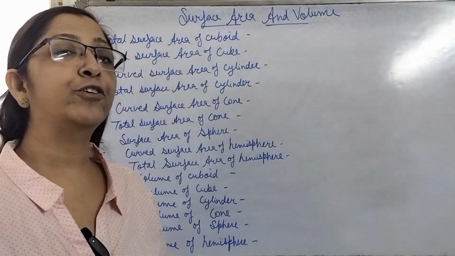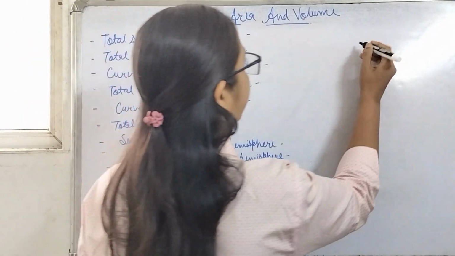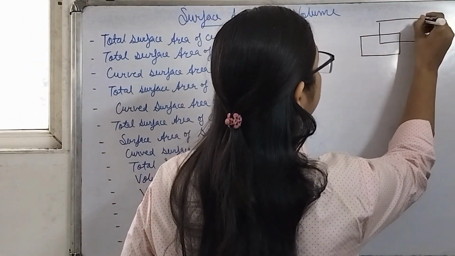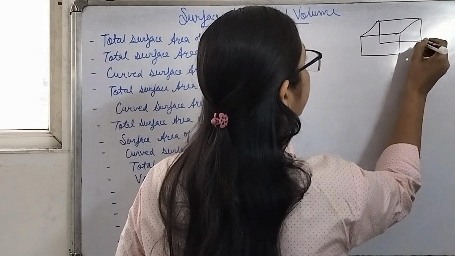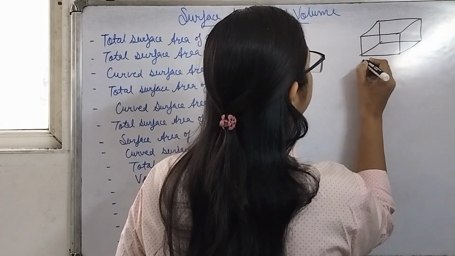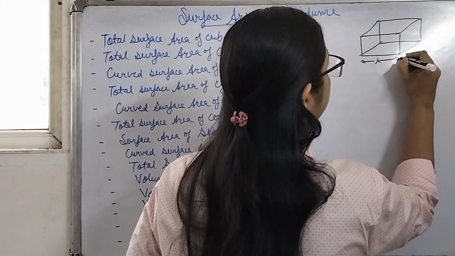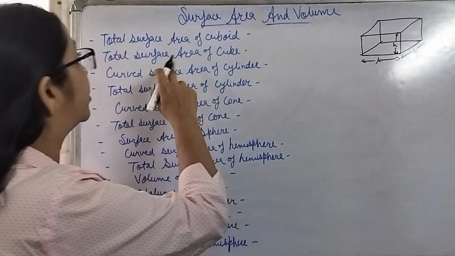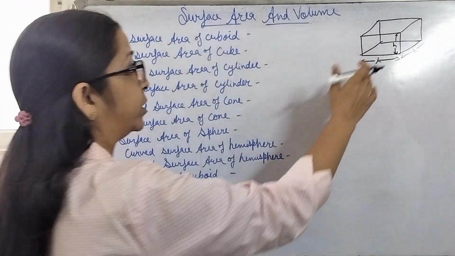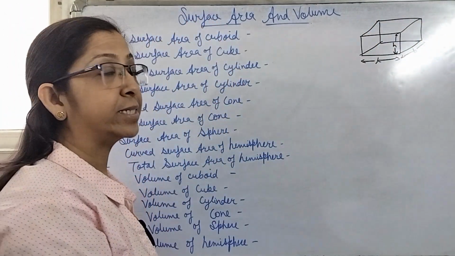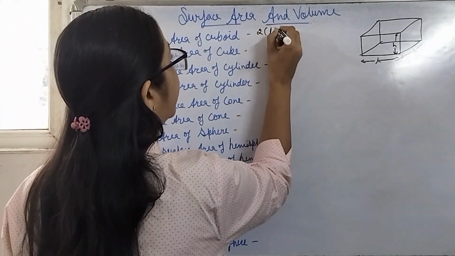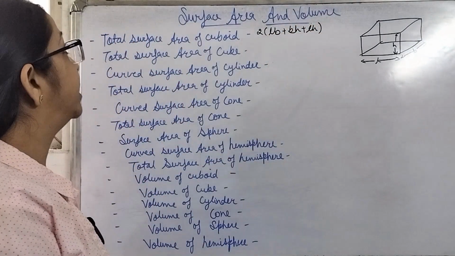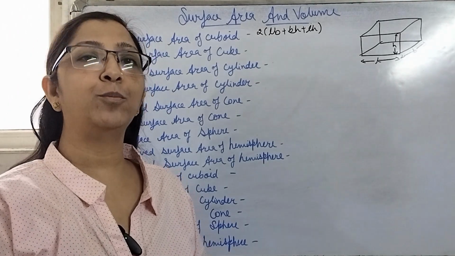Total surface area of cuboid. How does a cuboid look if we take all the faces as rectangles? The figure which we get is the cuboid. Over here, this is the length L, this is the width B, and this is the height H. So the total surface area of the cuboid, that means the total area of all the six faces, will be 2(LB + BH + LH).